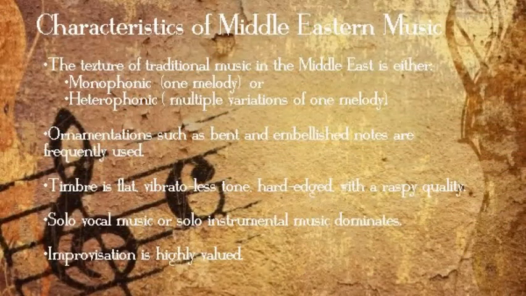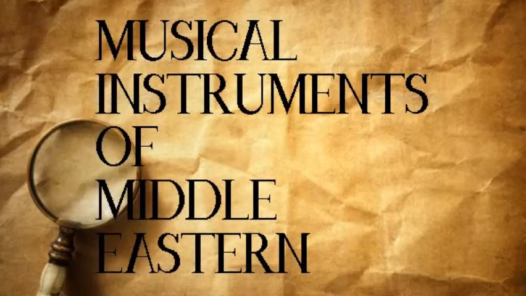Here are the characteristics of Middle Eastern music. The texture of traditional music in the Middle East is either monophonic, or one melody, or heterophonic, or multiple variations of one melody. Ornamentation such as bent and embellished notes are frequently used. Timbre is flat, vibratoless, with a hard edge and a raspy quality. Solo vocal music or solo instrumental music dominates. Improvisation is highly valued.